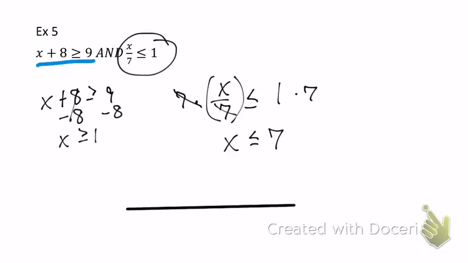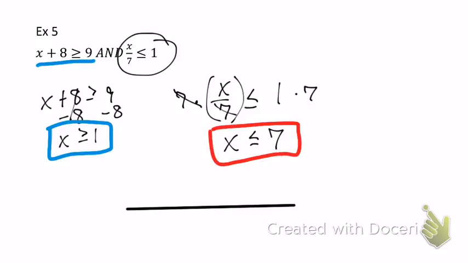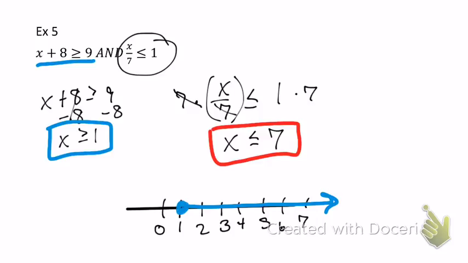Now when I go to my number line, I'm going to graph the left equation in blue, and I'm going to graph the right equation in red. So I've got 0, 1, 2, 3, 4, 5, 6, 7. So my left equation, I know it's 1. We've got the filled-in circle, and the arrow is pointing to the right. Now on my second equation, we have 7. So I've got my filled-in circle here, and it's going to the left.